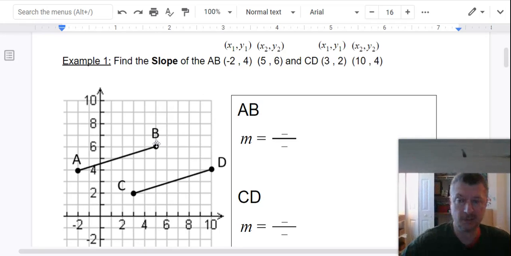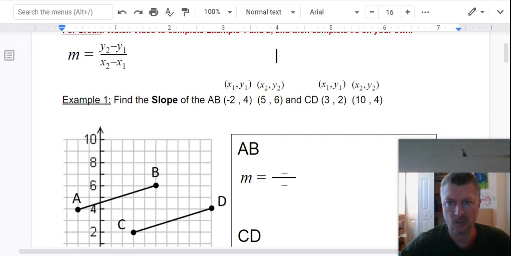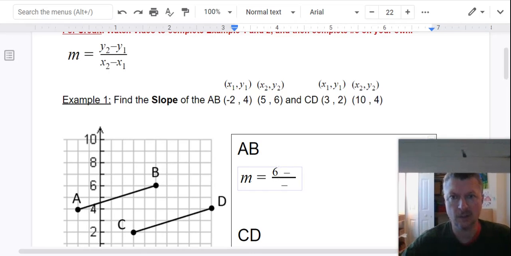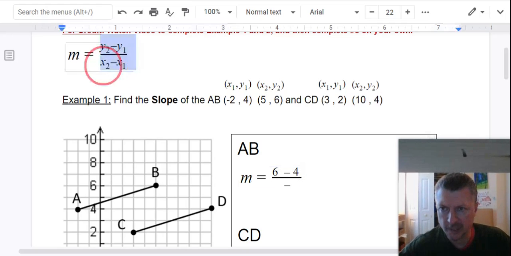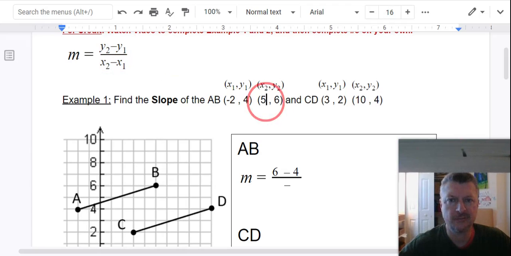Okay, so the first thing we're going to do is find the slope of that segment. So let's take a look at the formula. Y2 minus Y1. I already marked it. Y2 is 6. Y1 is 4. The bottom says x2 minus x1, right? X2 is 5.